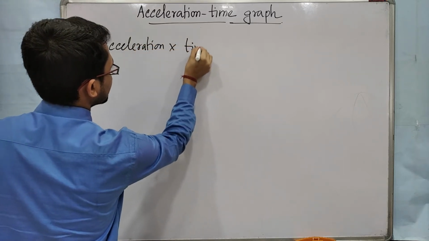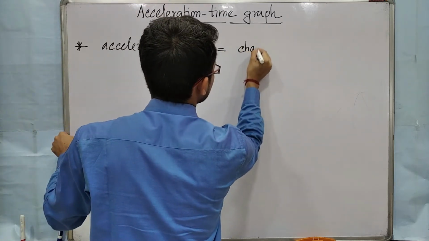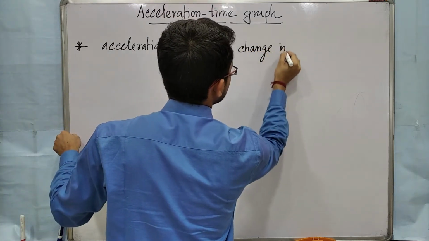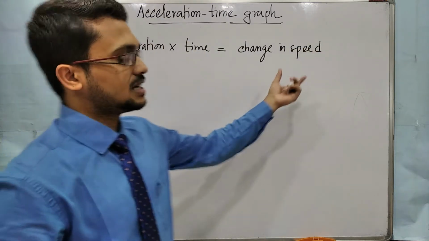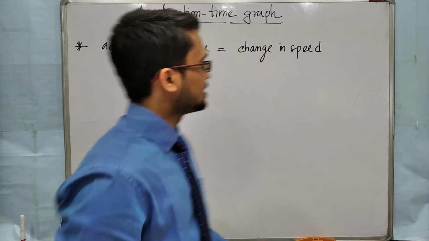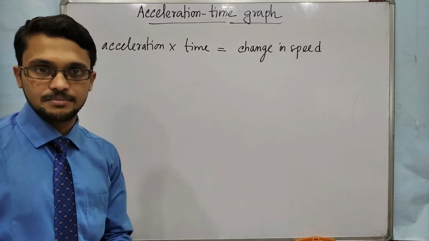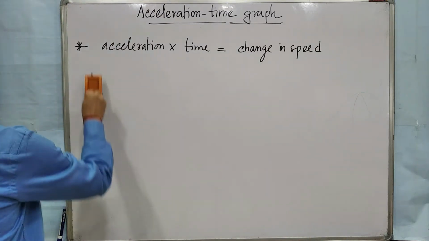into time. Acceleration into time means change in speed, because it is one dimensional motion, so speed and velocity both will be same. So change in speed is what we can measure from the acceleration time graph. Clear? So now we will see the graphs one by one.